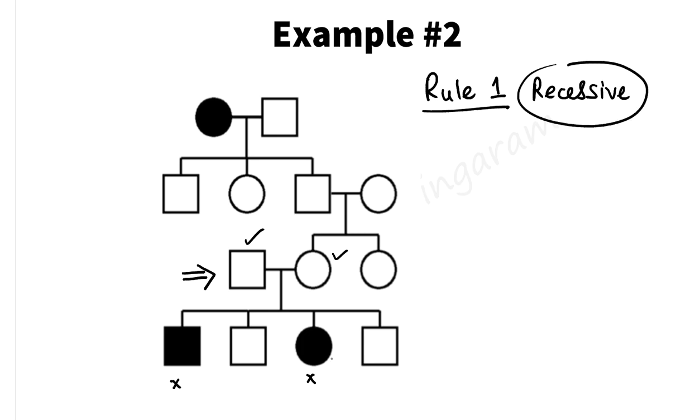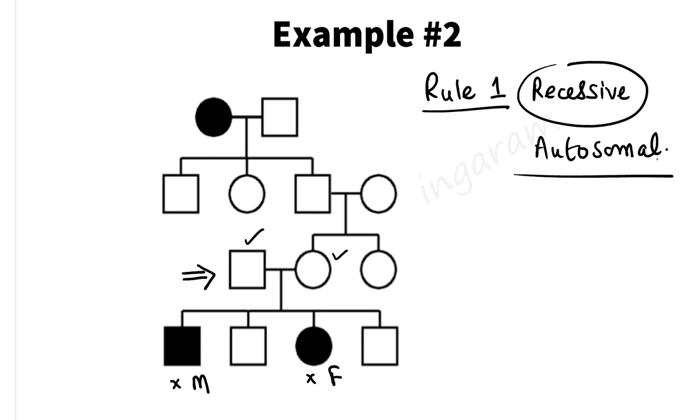Are you able to follow? So unaffected parents having affected children, that rule is applying, so it's a recessive pedigree. You can see that male is affected, female is also affected. So automatically, what is the diagnosis? Nothing but autosomal recessive. Very easily you are able to say the diagnosis.